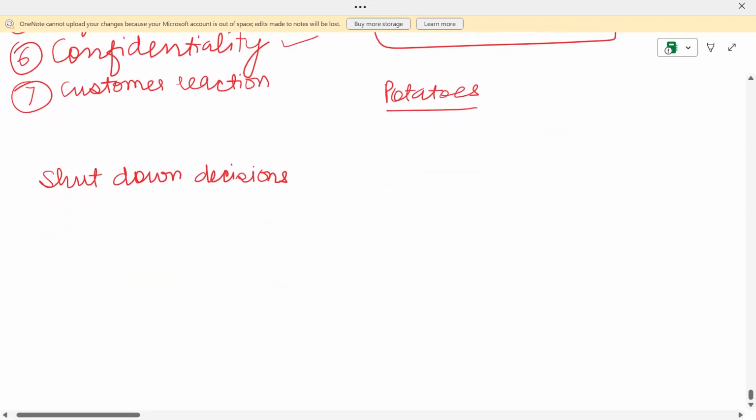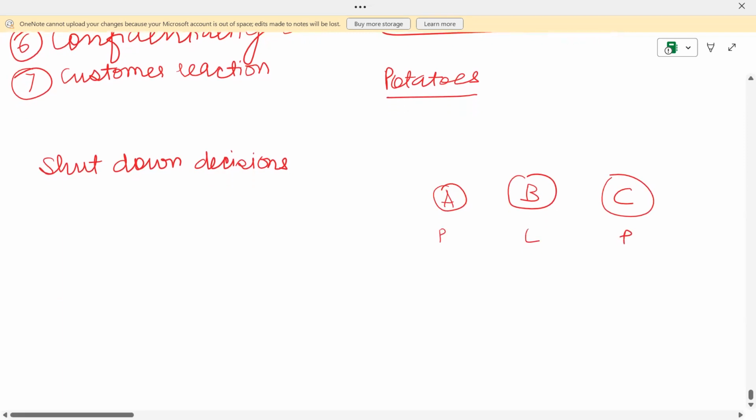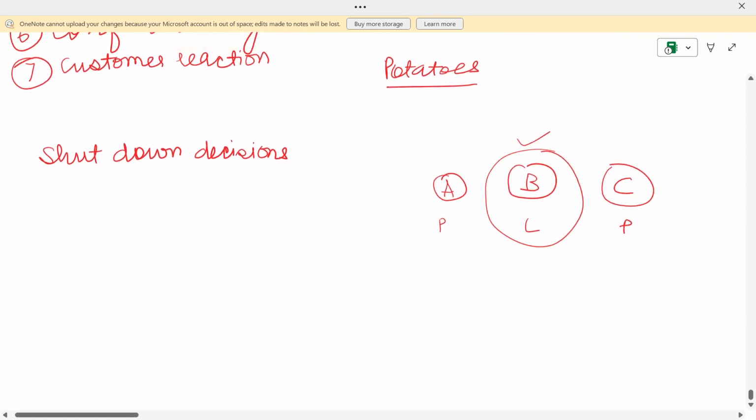Shutdown decisions are about the fact that there might be multiple divisions in the business. Some may be making profits, some may be making losses. To decide whether or not the loss-making business should go on or be shut down, whenever we are evaluating such a thing, first of all you should look at the quantifiable aspects, the quantifiable costs and benefits.